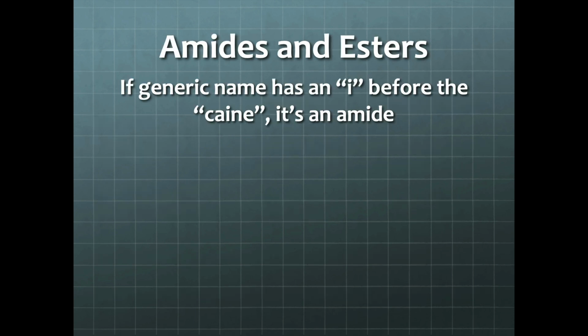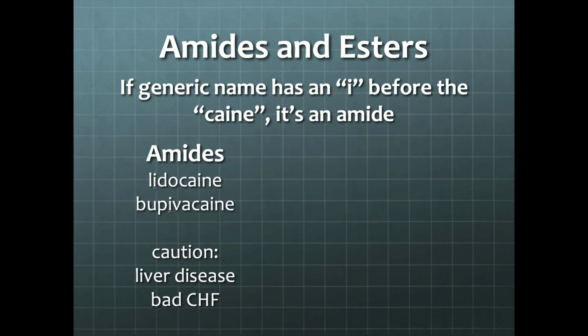There are generally 2 types of local anesthetics. There's the amides and the esters. And to keep this straight, if you think of the generic name, if there's an I before the caine, then it's an amide. So typically we use amides in the emergency department. Lidocaine and bupivacaine are amides. And if people have liver disease or have some bad CHF, you just want to lower your potential toxic dose because they can't metabolize it as fast.